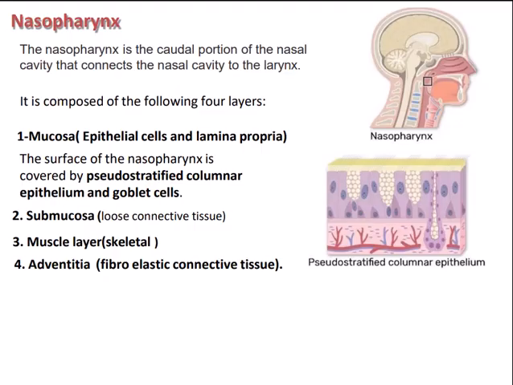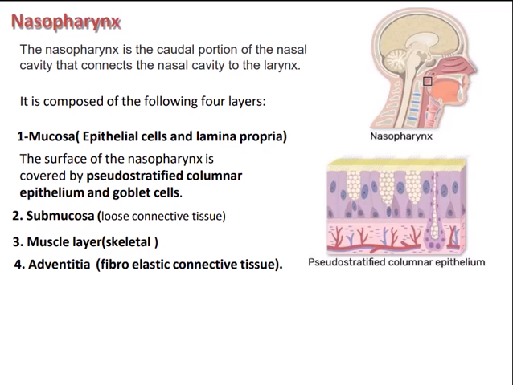It also has a pseudostratified ciliated columnar epithelium, which contains cilia and goblet cells, then the lamina propria, loose connective tissue under the epithelium, and then the submucosa, a supporting layer. It contains loose connective tissue, blood vessels, and sometimes glands.